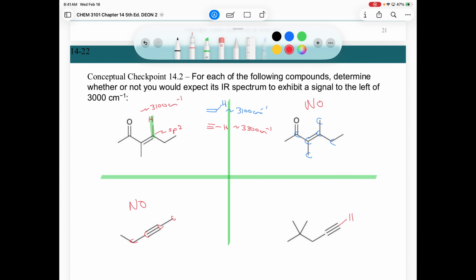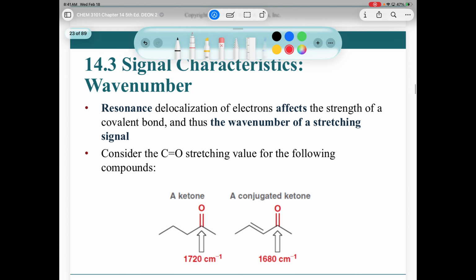But what about this guy in the bottom right? Are you going to see something there? Yes, you have an sp hybridized carbon-hydrogen stretch. And so this is going to come out at what? What's the number for it? 3,300. That's right. Don't be afraid to just yell it out in my class. There you go. Cool. So we're starting to piece together what we might see in our infrared spectrum.